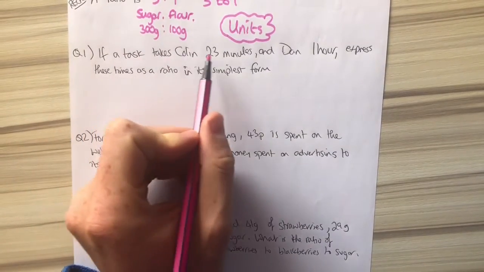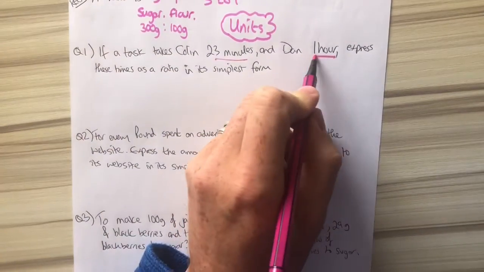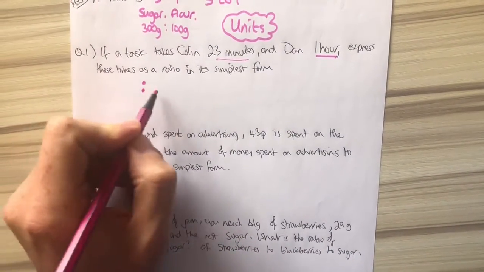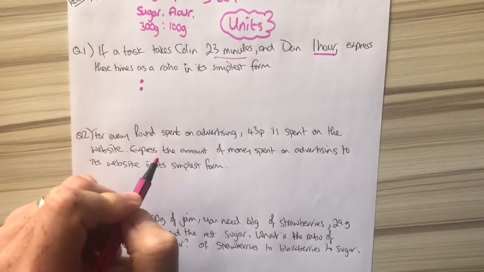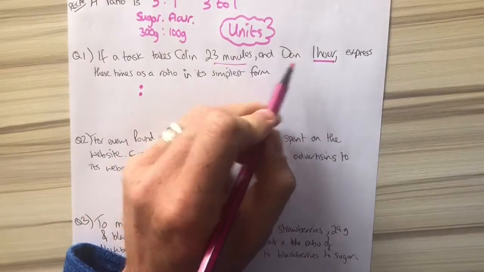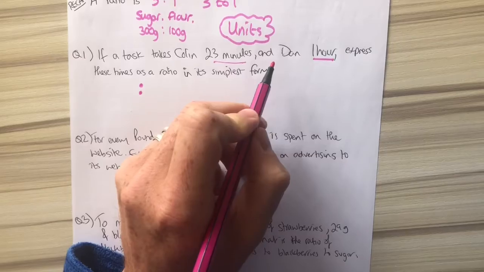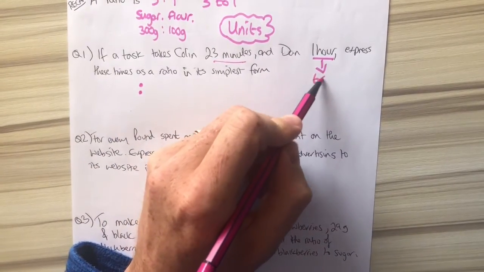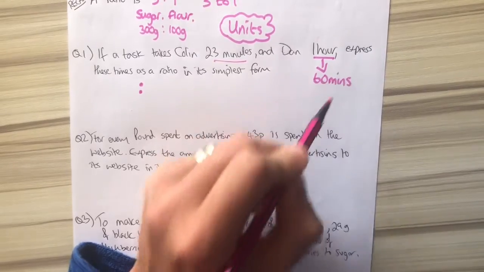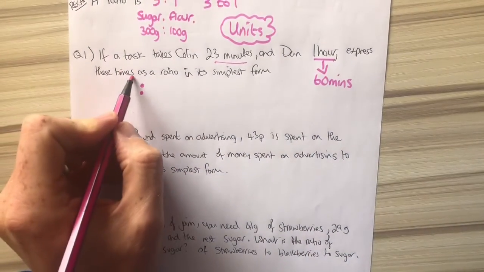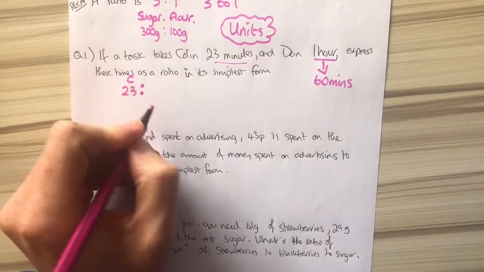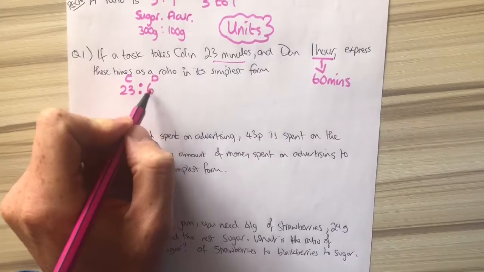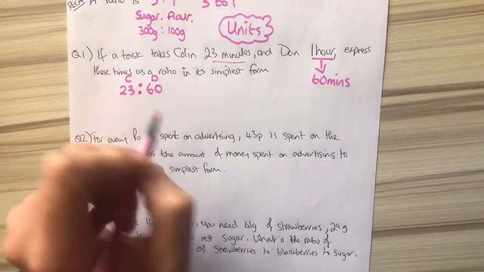If a task takes Colin 23 minutes and Dan an hour, express these times as a ratio in its simplest form. So it's going to be 2 numbers there, so something to something. Now these 2 numbers are in different units, so you need to change them both to the same units. Well, the easiest thing to do is to move that to 60 minutes. So if it takes Colin 23 minutes and it takes Dan 60 minutes, then the ratio is 23 to 60.